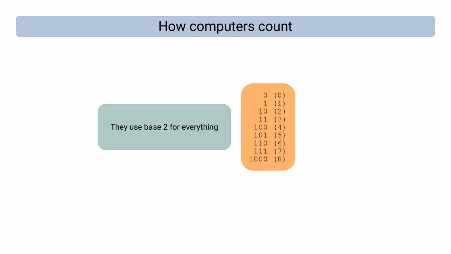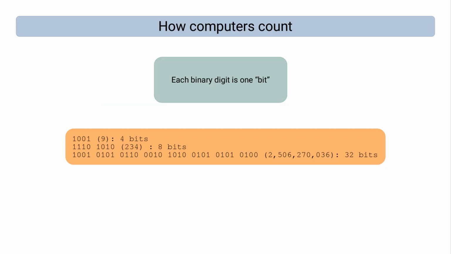They call this base 2. Each 1 or 0 is called a bit. So if you have 4 bits, there are 4 ones or zeros. If you have 32 bits, you're talking about 32 ones or zeros. With more bits, you can represent a larger number.